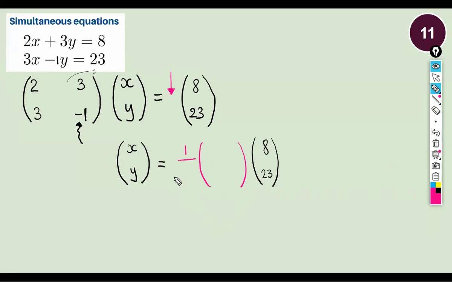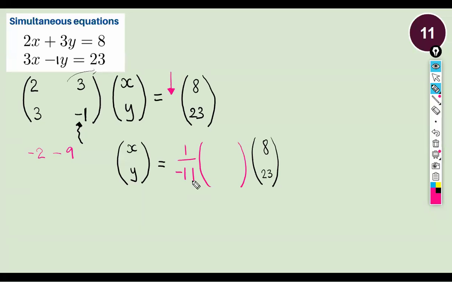Well, what did you all get? Let me work out the determinant. So 2 by -1 is -2, minus 9. And so I'm getting -11 for the determinant. Anybody got the 1 over -11 there?